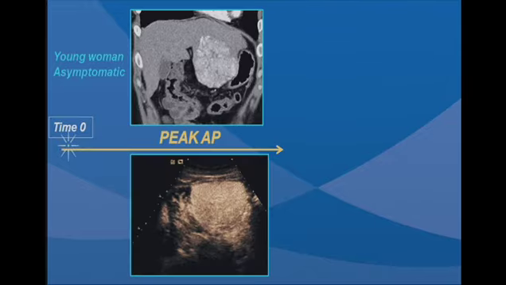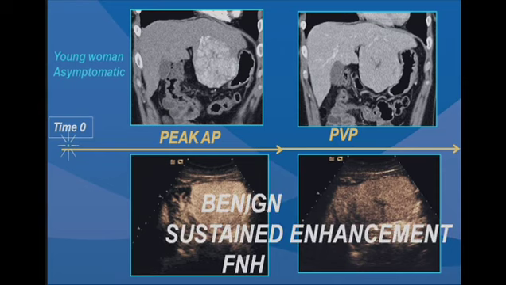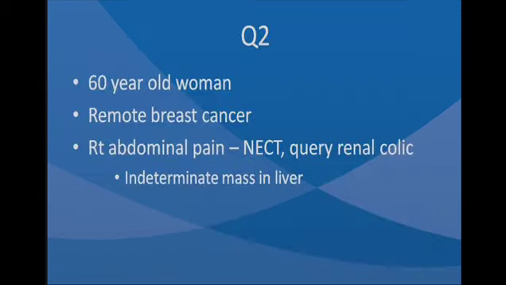So contrast this with another young, asymptomatic woman. We inject the contrast, and at the peak of the arterial phase, we see a homogeneous hypervascular mass on both the CT and the ultrasound. In the portal venous phase, we show sustained enhancement on both images with a non-enhancing scar. And this, of course, suggests a benign mass on the basis of this sustained enhancement, and this is a proven focal nodular hyperplasia.